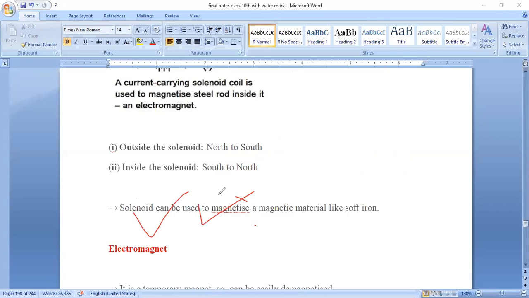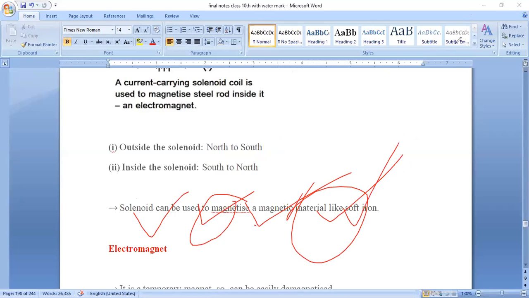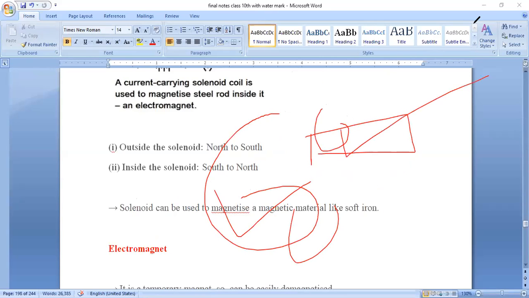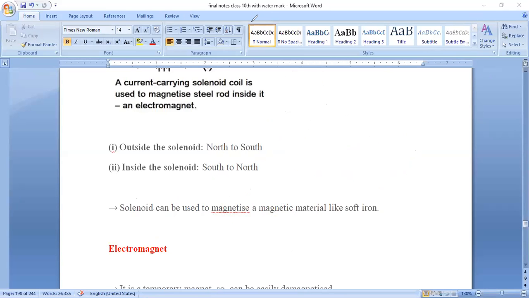A solenoid can be used to magnetize magnetic material like soft iron. So where will the solenoid be used? A solenoid is used to magnetize magnetic material. So magnetize, any piece of iron, we can give it magnetic property with the help of a solenoid.